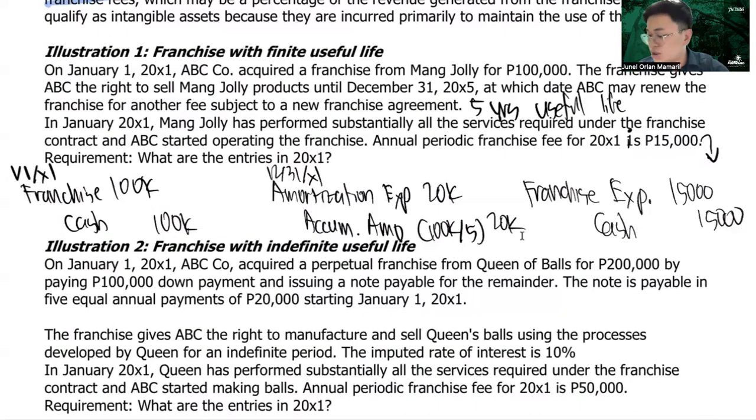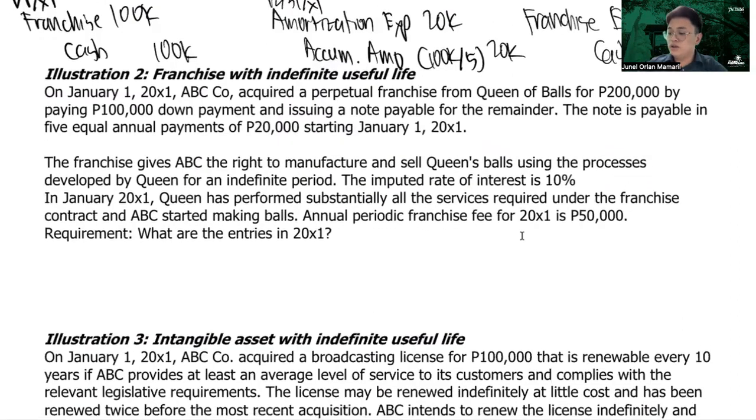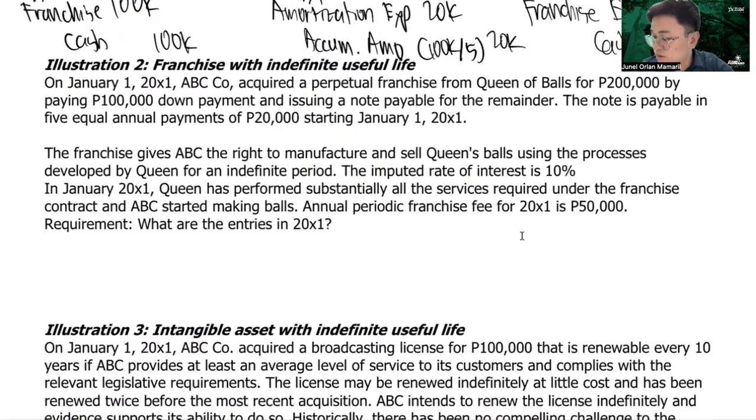No? Illustration number 2. This time, meron tayong indefinite useful life. Indefinite period. Okay, so how do we account for that? Meron tayong 100,000 na payment at meron tayong 5 equal annual payments of 20 starting on the first day. So kapag ganyan, 5 equal annual payments starting on the first day, we would use a present value factor. Specifically, PV annuity due.